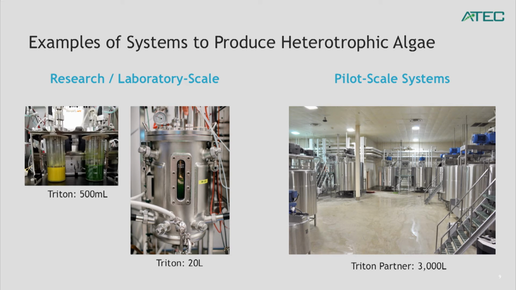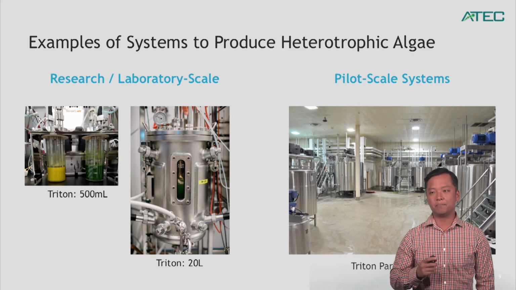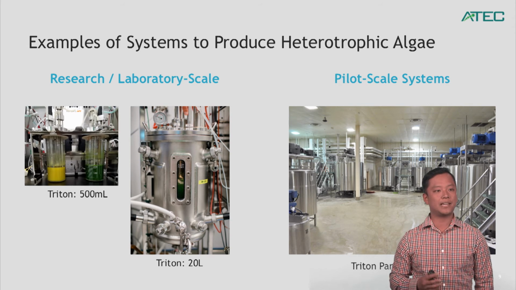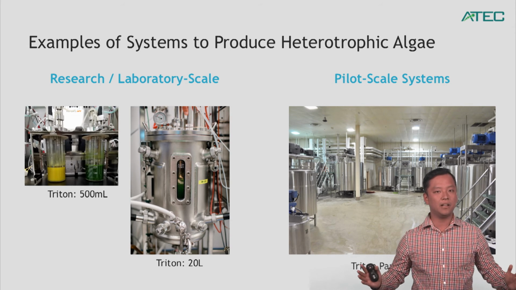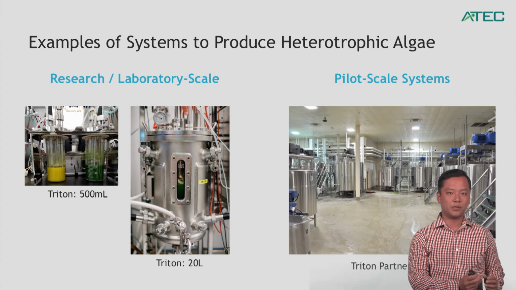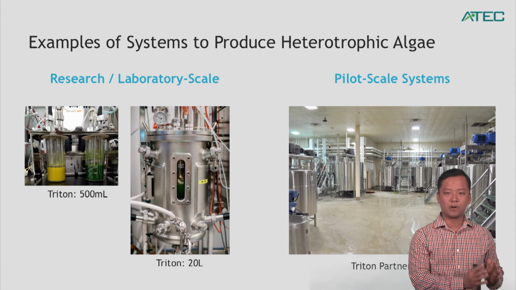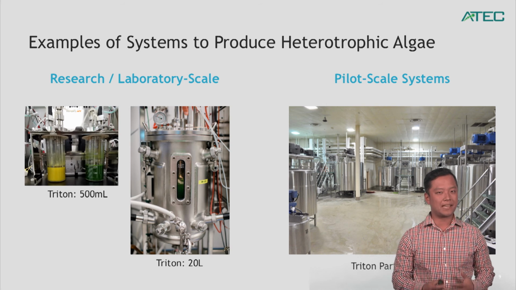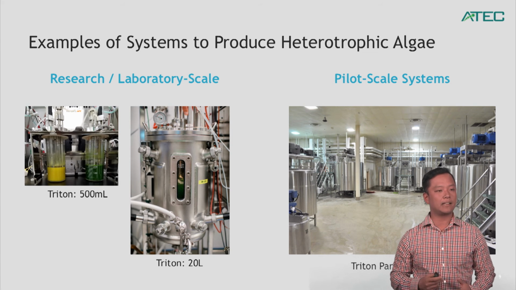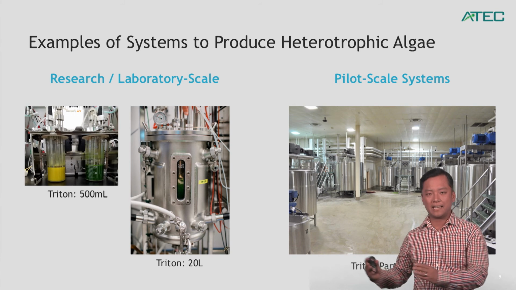This is an example here of one of Triton's production partners, and these are just a row of 3,000 liter tanks that will have our algae growing in it, running the identical process that was developed in the 500 mil tank and validated in the 20 liter tank. One of the big advantages of growing algae heterotrophically is that ability to scale and scale down your experiments so that you can design the runs for the larger systems, which is something that is really lacking in the photosynthetic algae growth community, the ability to scale down the process.